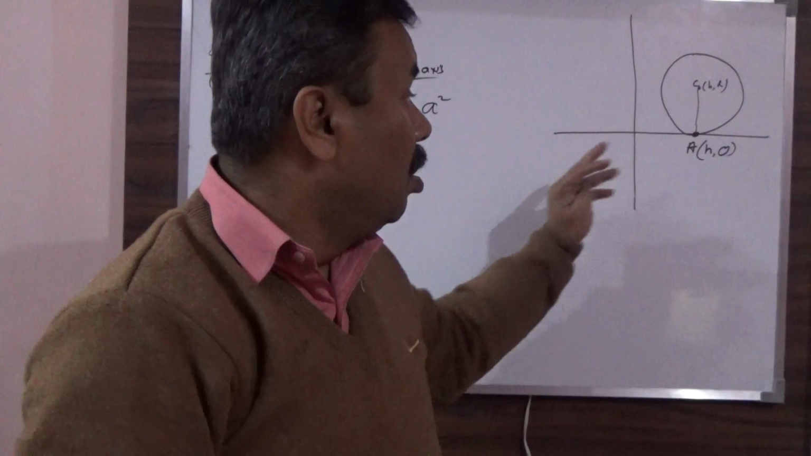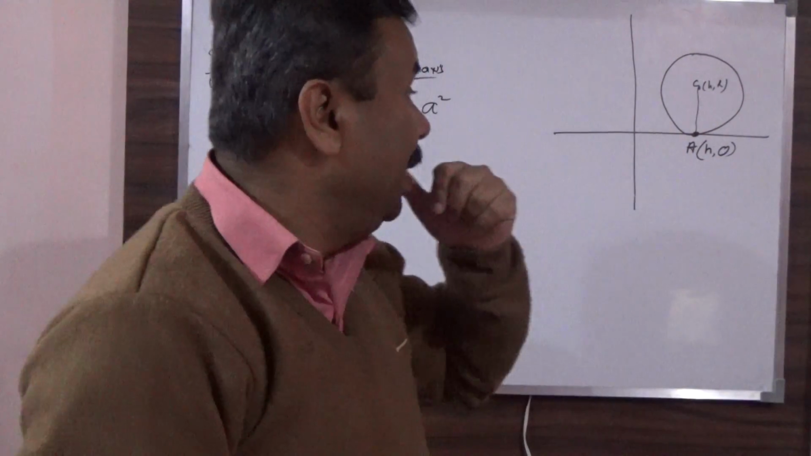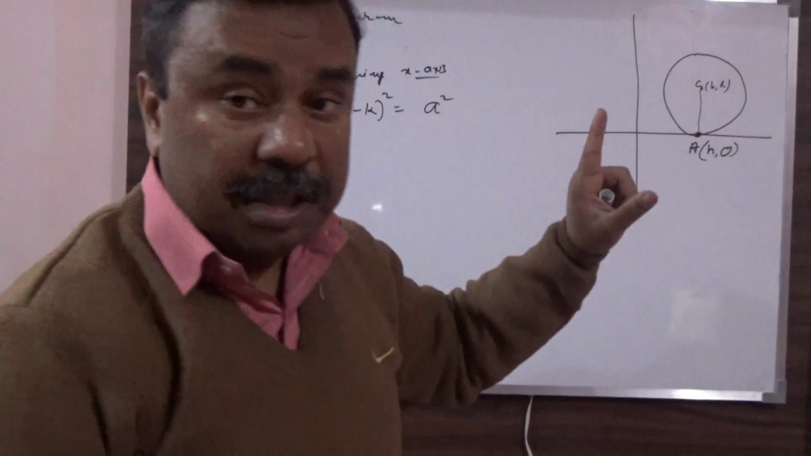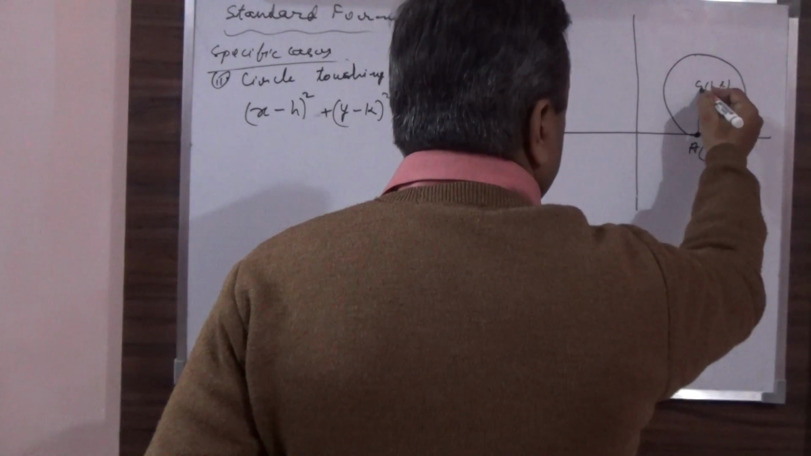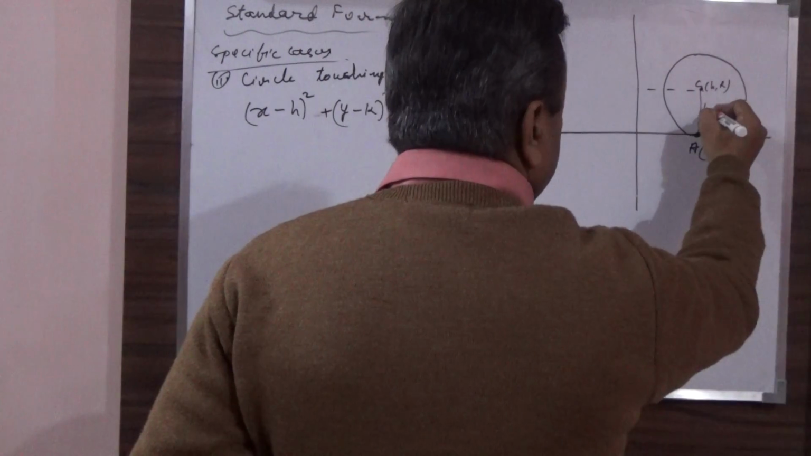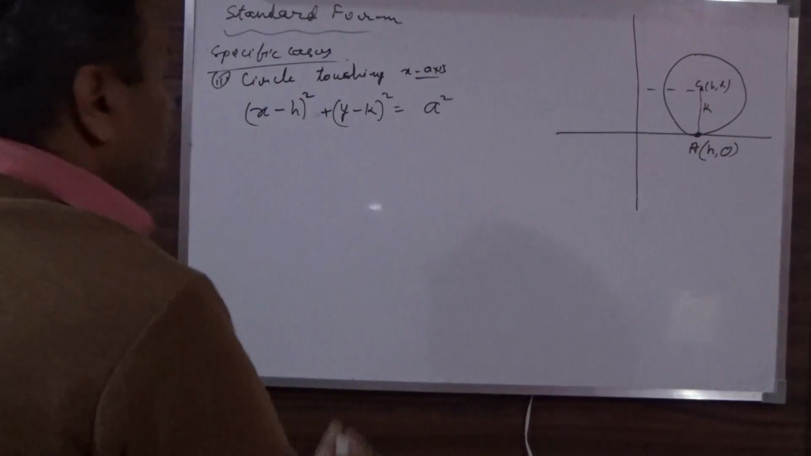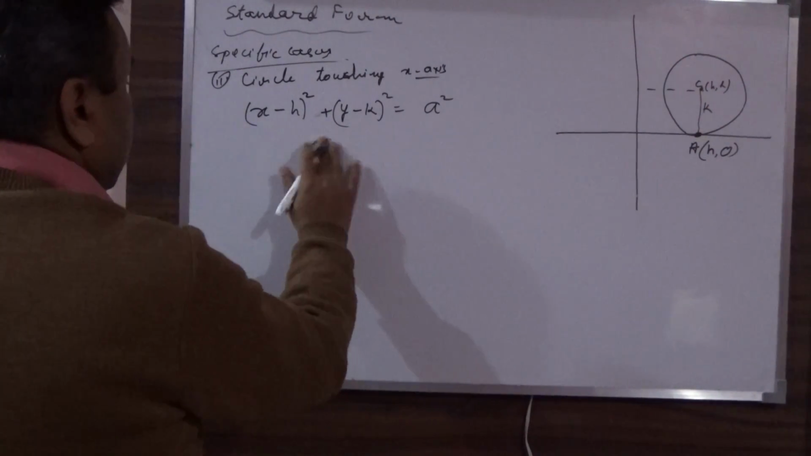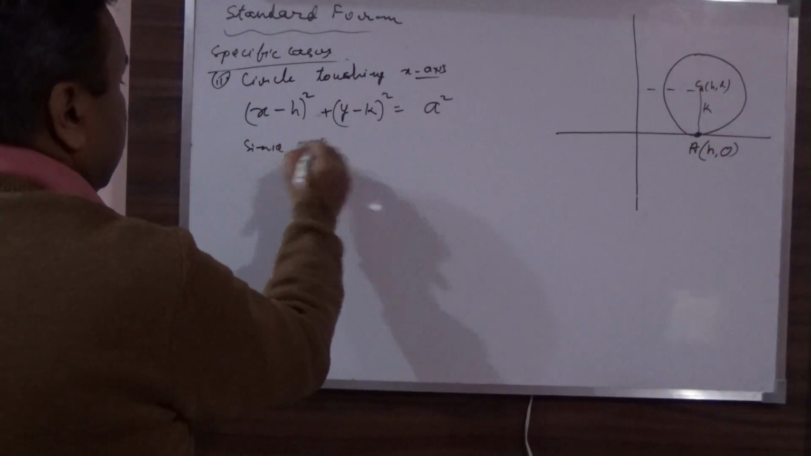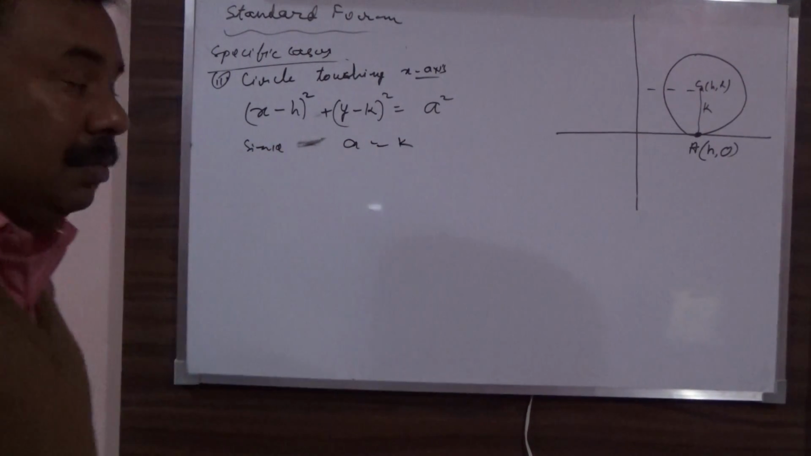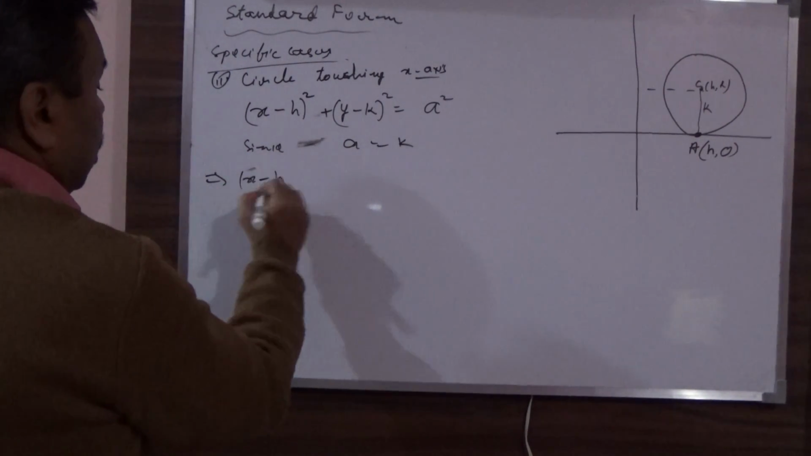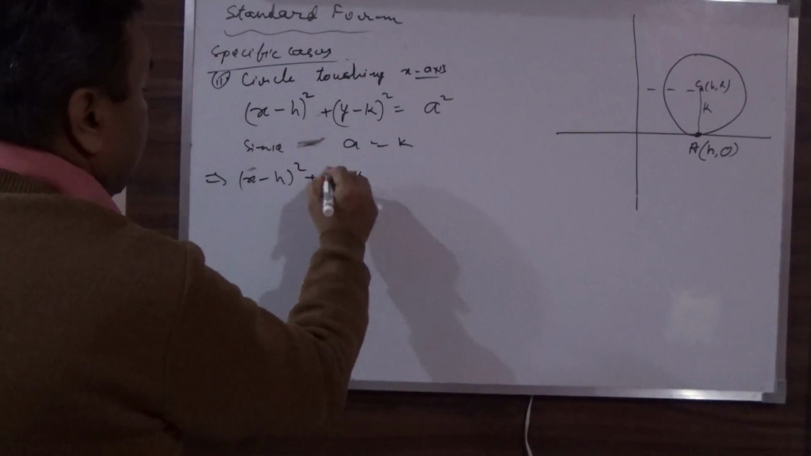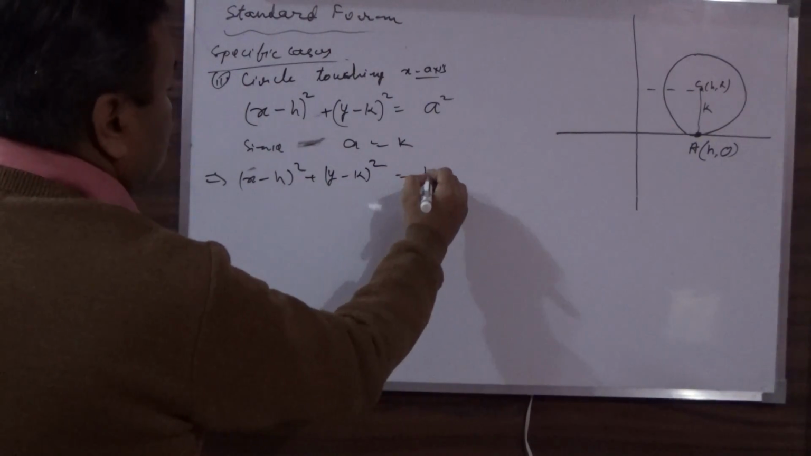In this case, what is a square? You see, a is the radius. If a is the radius, that means this distance is what? The y coordinate, that is, this is k. So since a is equal to k, I can write that (x minus h) square plus (y minus k) square is equal to k square.